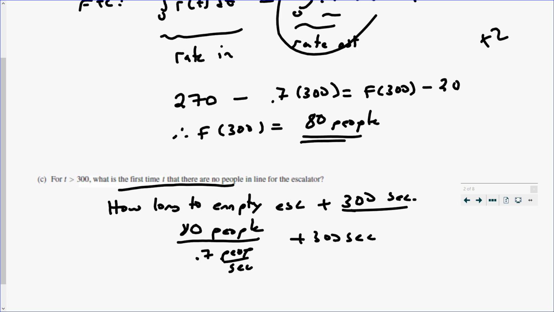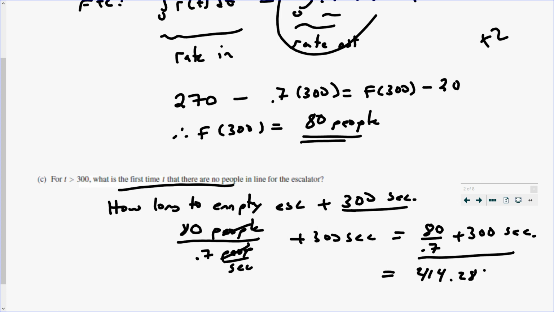Now, if you notice here, the people cancel out, and you're going to be left with seconds. It's okay to leave it like this, by the way. You can leave it as 80 over 0.7 plus 300 seconds. Or if you reduce it, you get 414.286 seconds right there. Now this question is not worth much. It's only worth a whopping 1 point right here. Normally that's worth 2, but let's take a look at part D here as well. So let's take a look at question D.